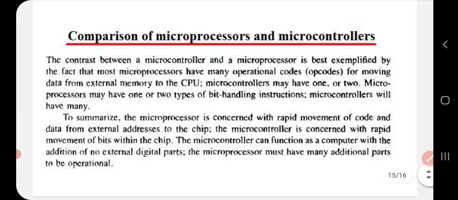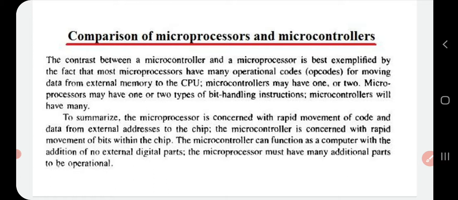The other section is about the comparison of microprocessors and microcontrollers. Microprocessors have operational codes or opcodes for moving data from external memory to the CPU. They have many such opcodes, whereas a microcontroller will have either one or two. Then, microprocessors have one or two types of bit handling instructions, whereas microcontrollers will have many. A microprocessor is concerned with rapid movement of code and data from an external address to the chip, whereas in a microcontroller, this rapid movement of code and data occurs only within the chip.